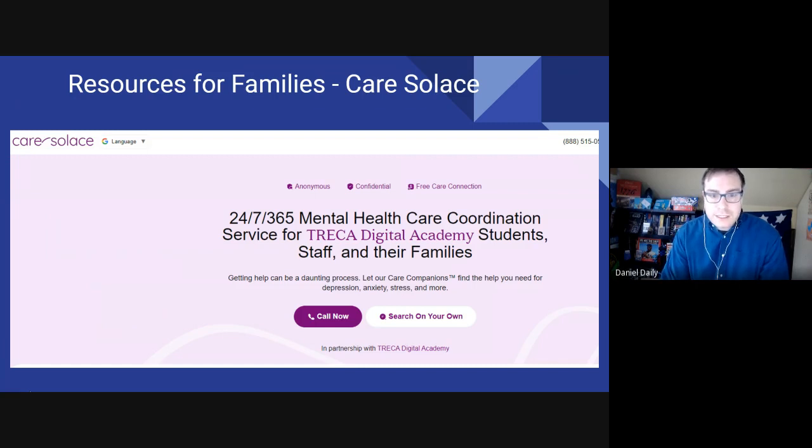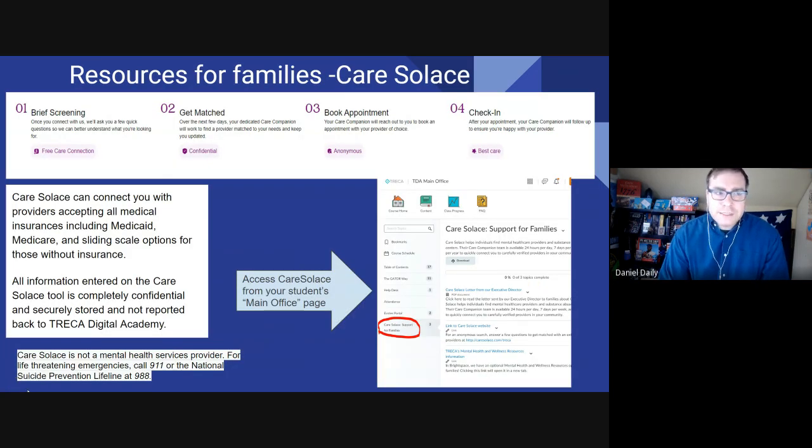It's called Care Solace. Care Solace is a mental health coordination program that we've partnered with. If you hop over to the next slide, I'll tell you a little bit more about it. Navigating the process for getting mental health support is very complicated. Insurance providers often don't provide the easiest path to identifying a covered provider, or they have websites that are hard to navigate. The whole idea behind Care Solace is that it can help you have someone take care of that for you.